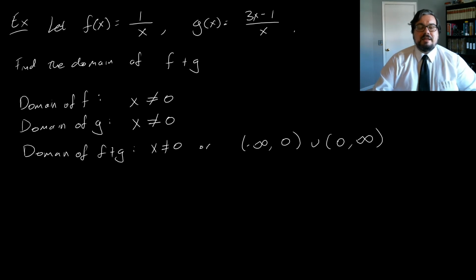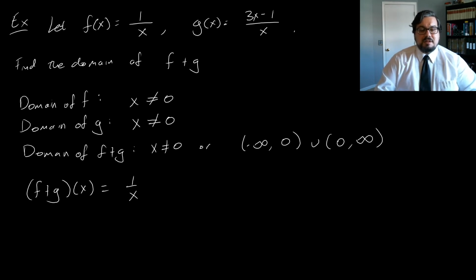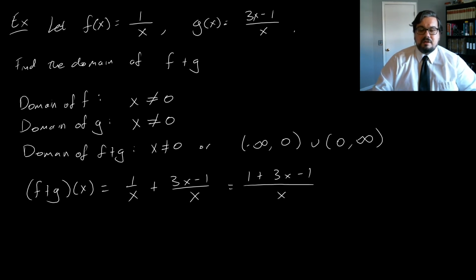However, if we went about this the wrong way, if we started by getting an expression for the function f plus g of x, that would be 1 over x plus 3x minus 1 over x, and we could notice, oh, those are two fractions, they have the same denominator, we can combine them. We can get 1 plus 3x minus 1 over x, which gives us 3x over x, and now we'd be tempted to simplify this to get down to 3.